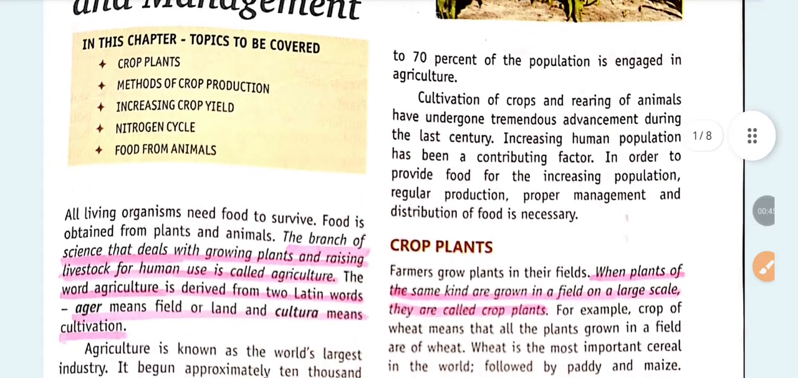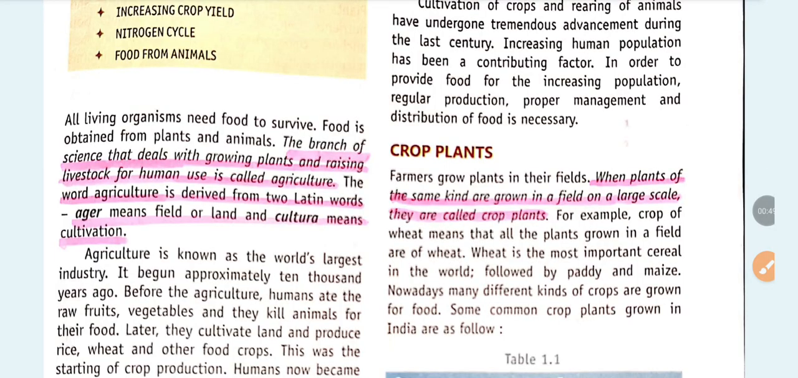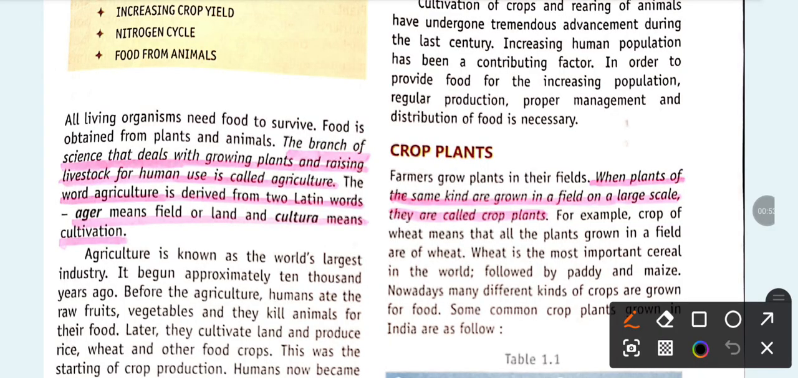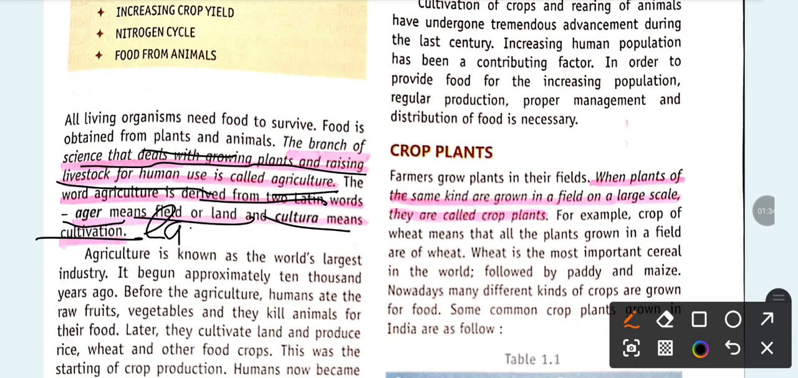So let's start. First, all living organisms need food to survive. As we all know, even you and me need food to survive. Food is obtained from plants and animals. The branch of science that deals with growing of plants and raising livestock for human use is called agriculture. The word agriculture is derived from two Latin words. Ager means field or land, and cultura means cultivation. So land cultivation is the basic motive of agriculture.